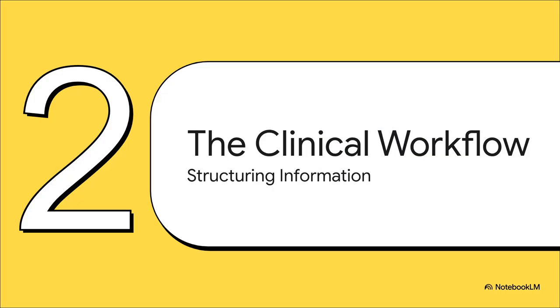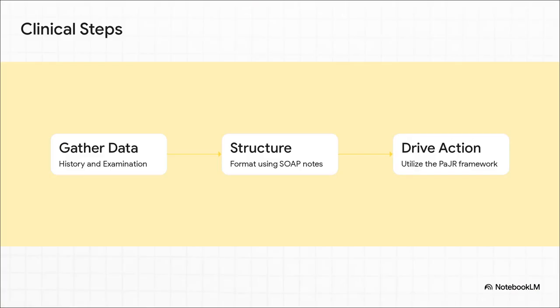Which brings us to Section 2, the clinical workflow. So step 1, as we just discussed, is gathering all that raw clinical data through the history and examination. But step 2 is where the structuring happens. Clinicians use what are called SOAP notes, which stands for subjective, objective, assessment, and plan, to format that information. This turns a rambling narrative into a structured, highly trackable medical record.